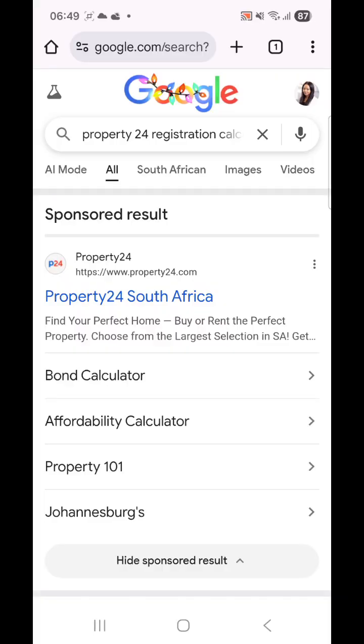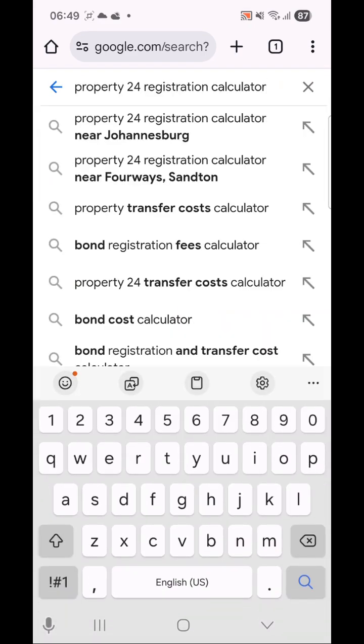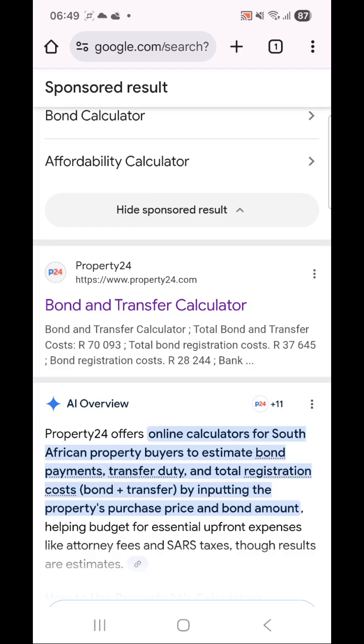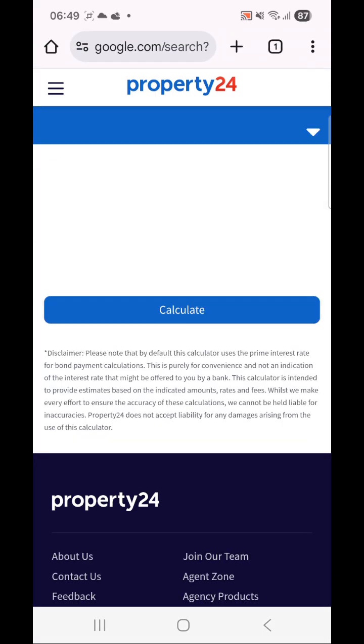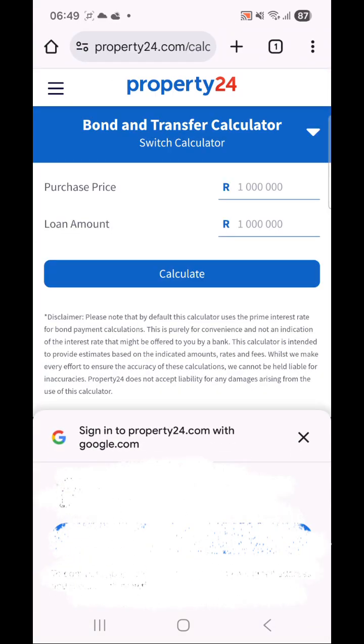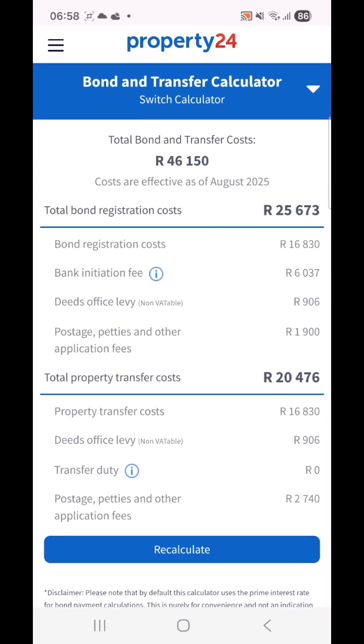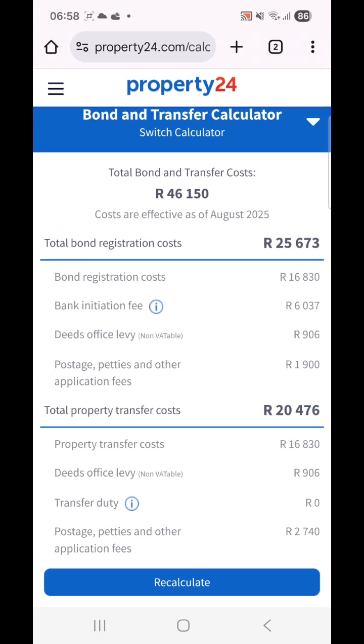So this is how you can use Property 24 to calculate your bond and registration costs. You will just search Property 24 registration calculator, and then you will come over here where it says bond and transfer calculator. So this is a detailed breakdown of your bond registration costs and your transfer costs, to a total of 46,150. Because this is an estimate, this can be more or less.